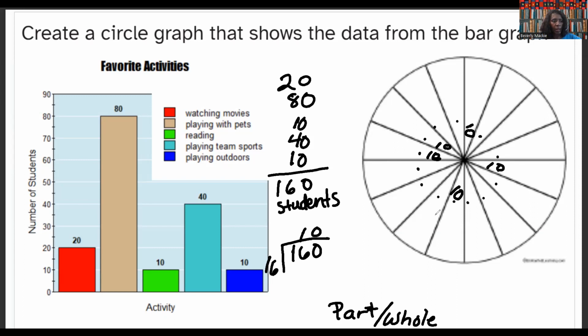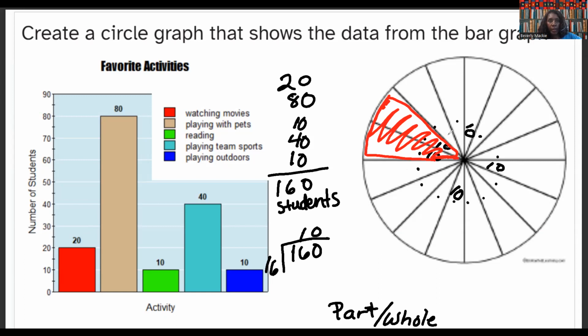Now we can start shading. We could start with the red. And the red, I have 20. 20 students prefer watching movies. How many sections do I need to represent 20? That's correct, I need 2. So I'm going to do 2. I'm not going to sit here and color it out, but we're going to show you the good part of it. All right. So that represents my movies.